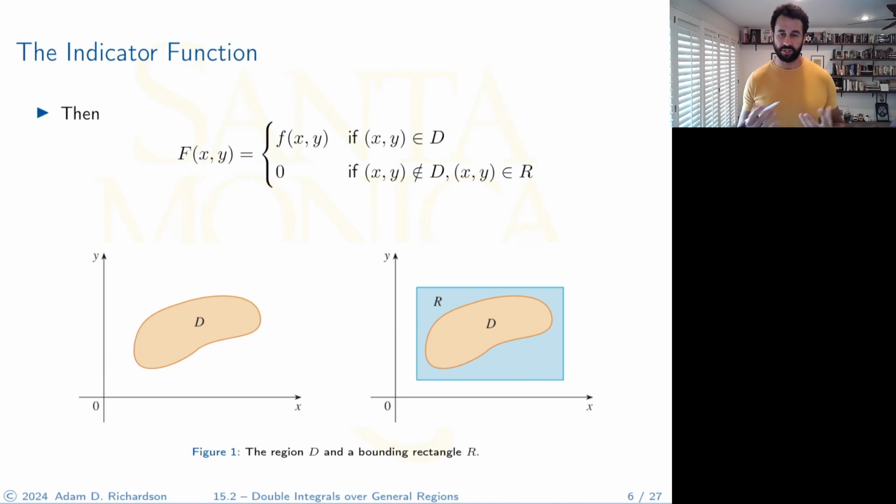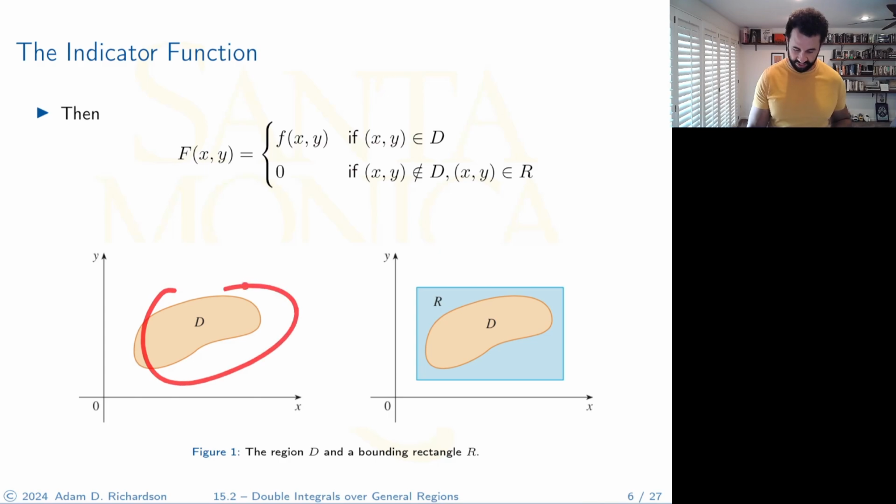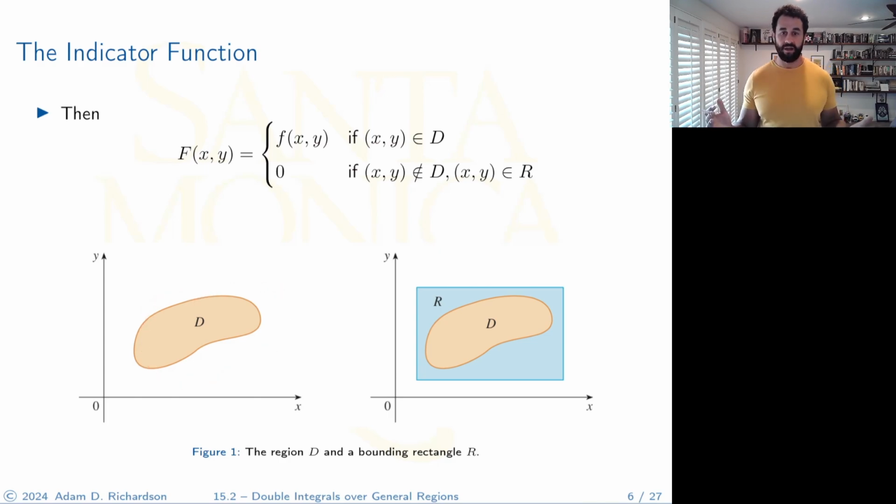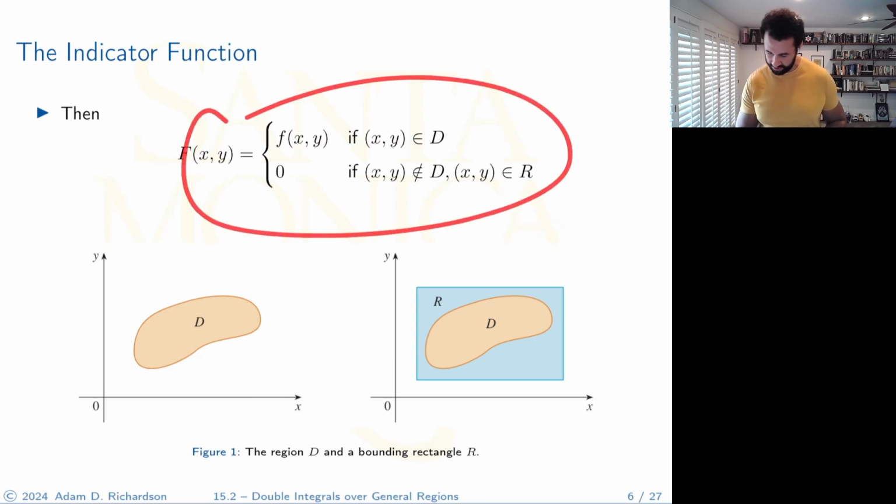That's what the indicator function does. It basically lets us indicate whether we want to consider the function on the region D or not. That's the whole setup, okay? So that's what capital F looks like.